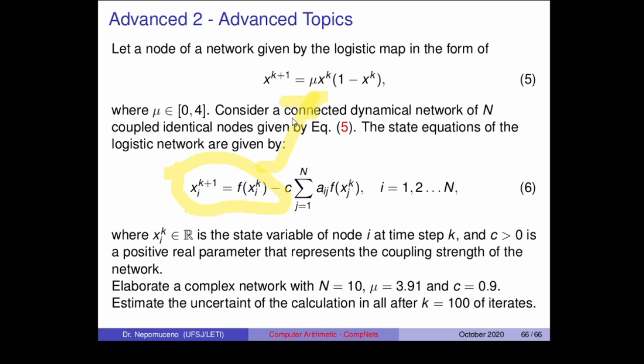So try to understand, because you are putting all these equations together in a complex network, and if you realize this advanced topic 2, perhaps it's a summary of the course, because in such a way you can see the propagation of error in complex networks.